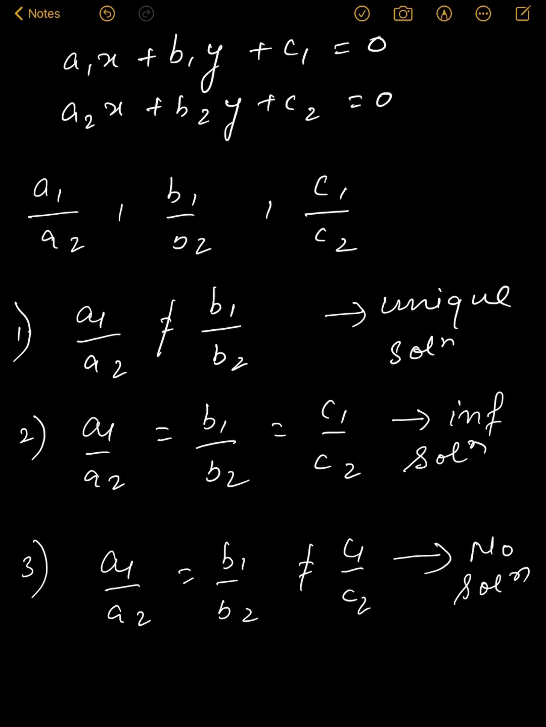If a1 by a2 is not equal to b1 by b2, that means the x and y coefficients are not in ratio to each other, then we will definitely have a unique solution, or intersecting lines. If all the coefficients have the same ratio, then we have overlapping or coincident lines. And if we have the coefficients of x and y in ratio but not the constant part, then we will have no solution. That means we will get parallel lines on the graph. So this is another method with which you can easily check whether your answer is correct or not.